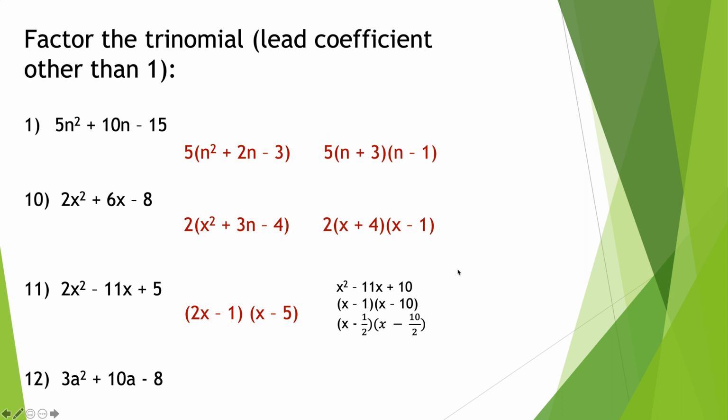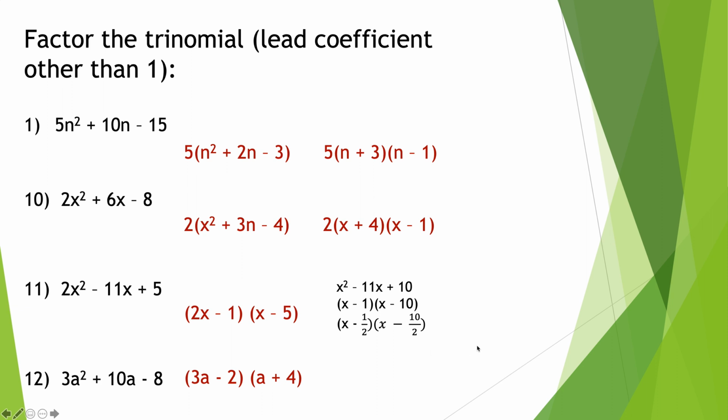Okay, so the correct answer is 3a minus 2 times a plus 4. Let's just do a quick mental check and confirm. 3a times a is 3a squared. 3a times 4 is 12a. Negative 2 times a is negative 2a. 12a's and negative 2a's add up to 10a's. And negative 2 times 4 is equal to negative 8. So I know I factored it right.